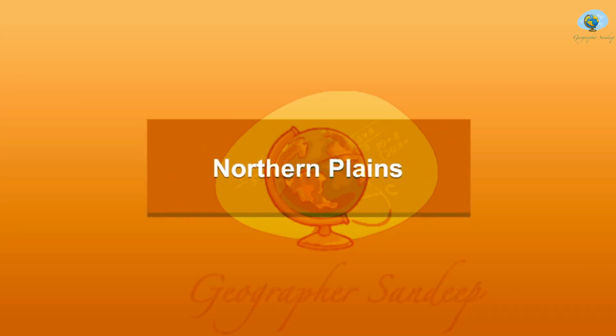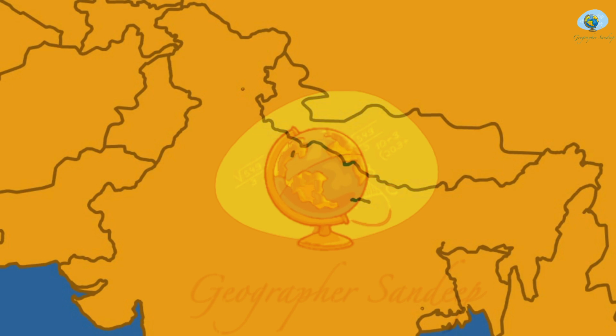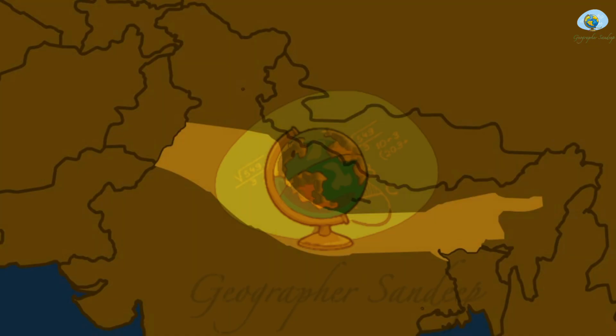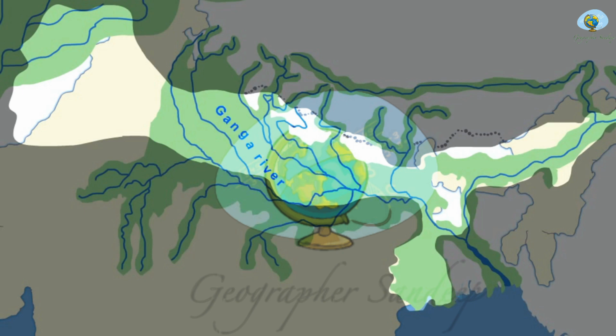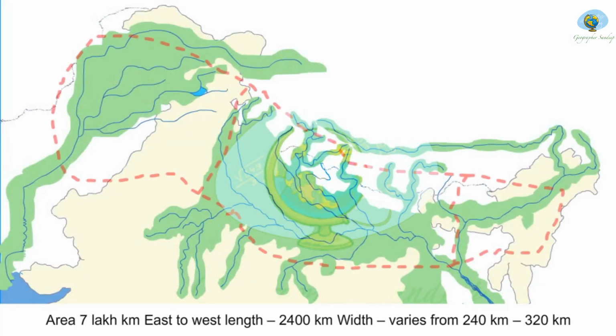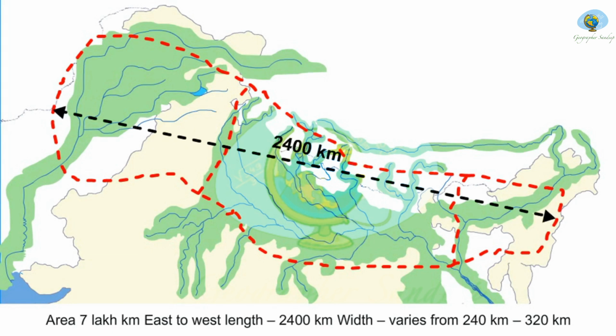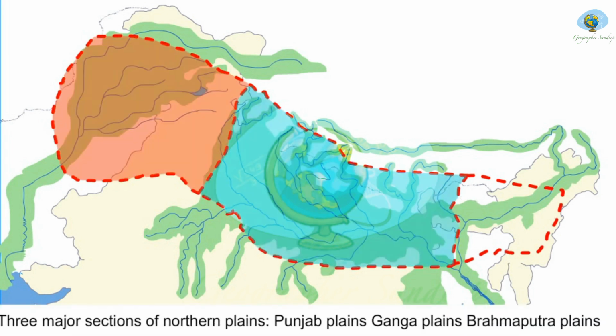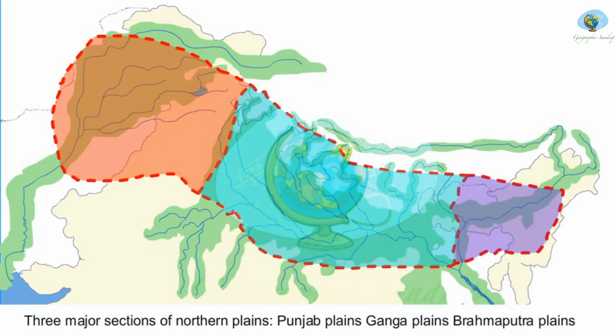Northern Plains. The northern plains, located to the south of the Himalayas, are formed of sedimentary deposits of alluvium brought down by rivers Ganga, Sutlej, Brahmaputra and their tributaries. It covers an area of 7 lakh kilometers. Its east to west length is 2,400 kilometers. The width varies from 240 kilometers to 320 kilometers. The northern plains is divided into 3 major sections.